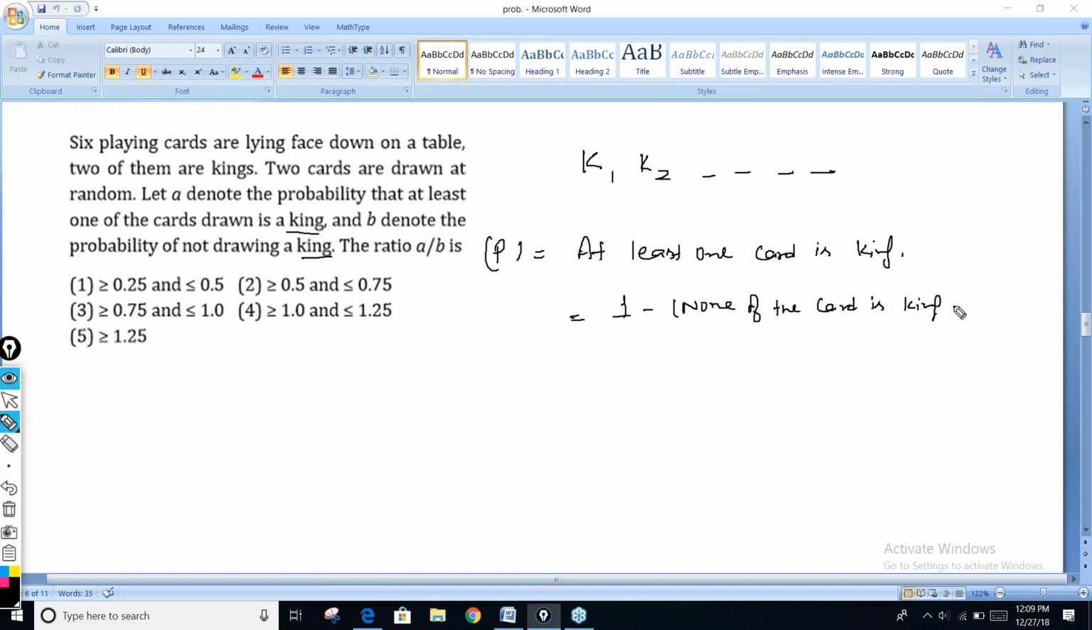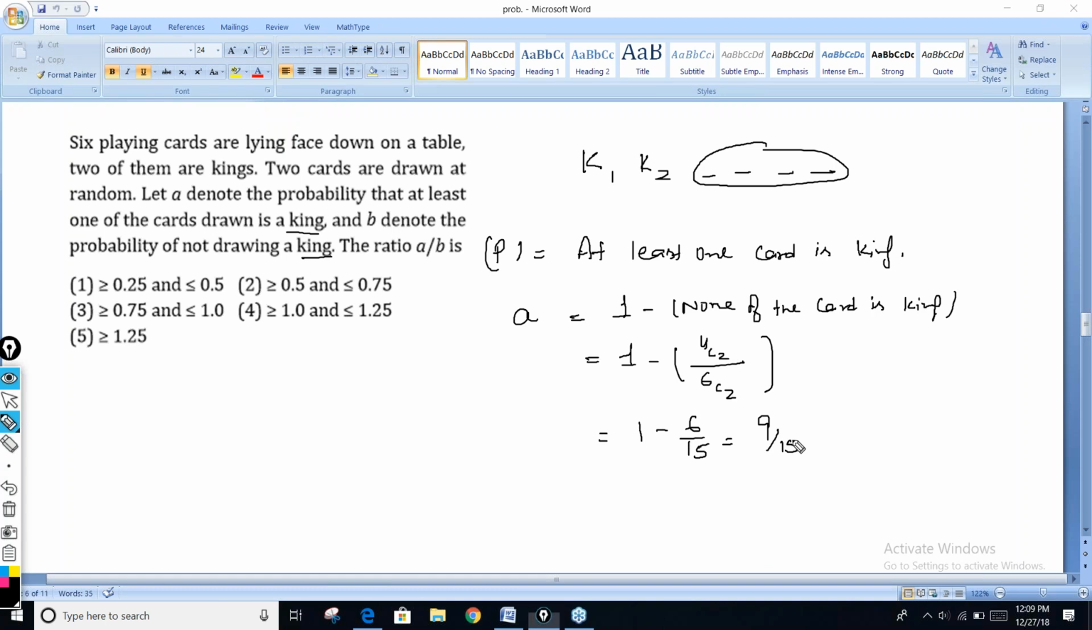1 minus none of the card is king means I'm getting the probability that at least one card is a king, which is equal to A. So what is A? When 2 cards are selected and none of the card is king, it means he selected those 2 cards from out of these 4 cards. So 4C2 are favorable cases and total cases are 6C2. So 1 minus that is 6 upon 15. So that is 9 upon 15 is the value of A.